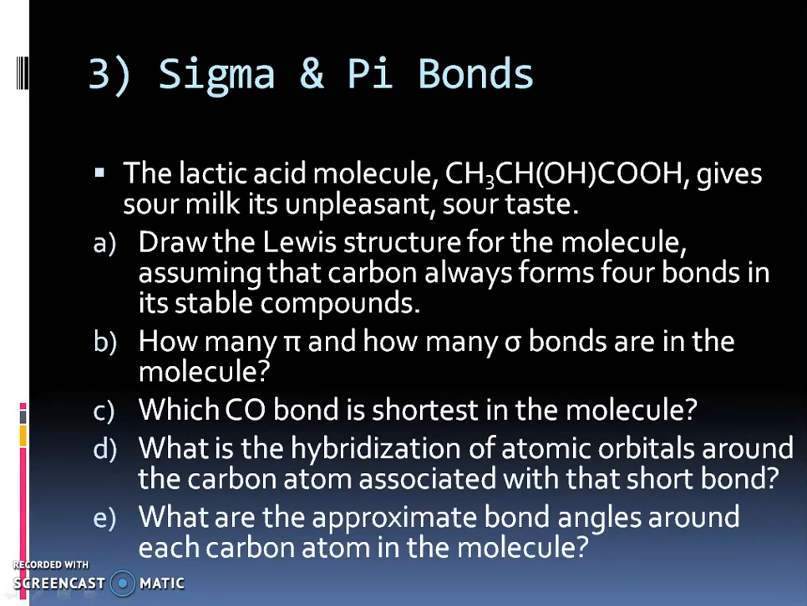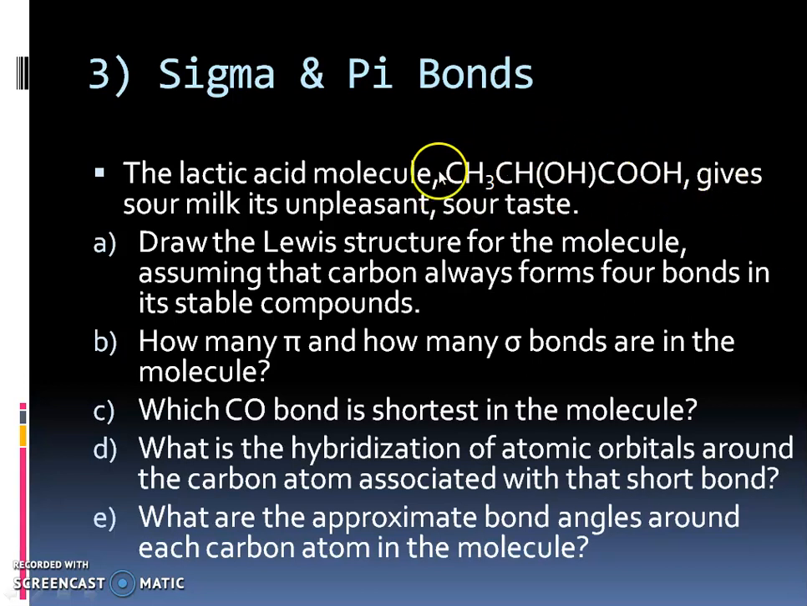Sigma and pi bonds. Now I will tell you that letter A says to draw the Lewis structure. And if you notice here, a couple of things. First of all, they're written in the way that you're supposed to make the model. You also want to think about this: it's an acid. So you're going to have that carboxylic acid group that you learned in chapter 24. This is why we learned those. This is why you had to memorize them.